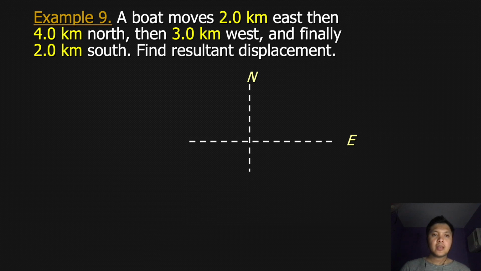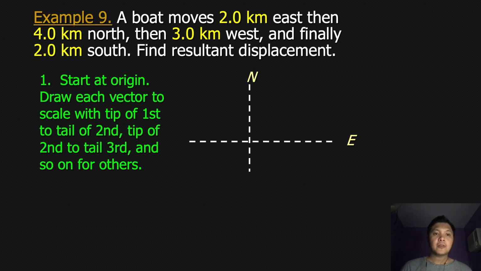Now, what if we have more than two vectors? For example, a boat moves 2 kilometers east, then 4 kilometers north, then 3 kilometers west, and finally 2 kilometers south. Find the resultant displacement. Again, we have to look for the resultant displacement, but this time we have more than two vectors.